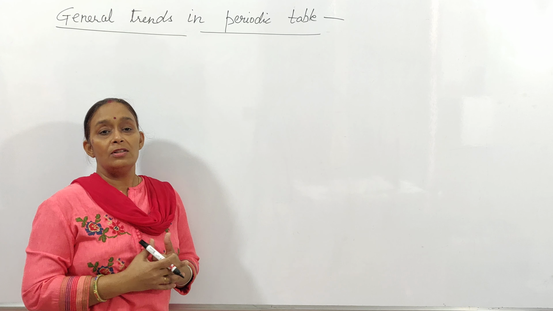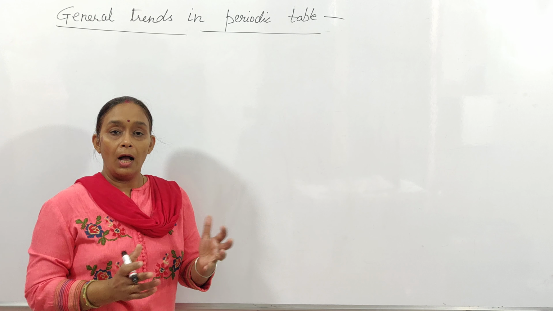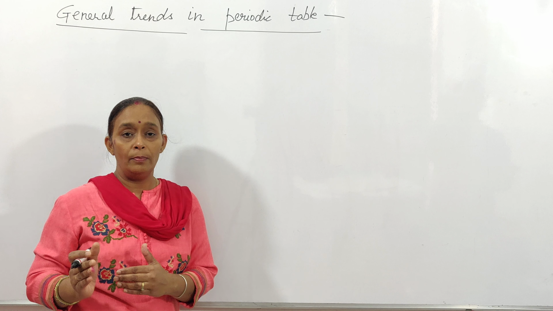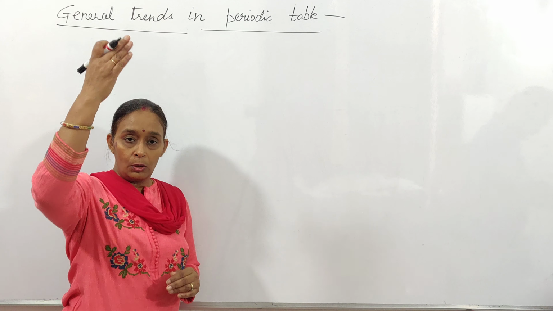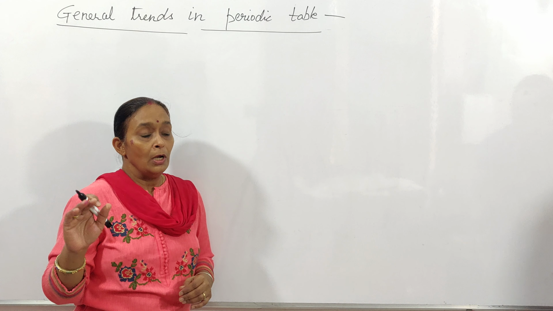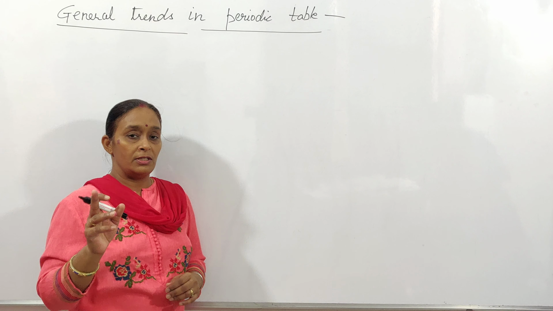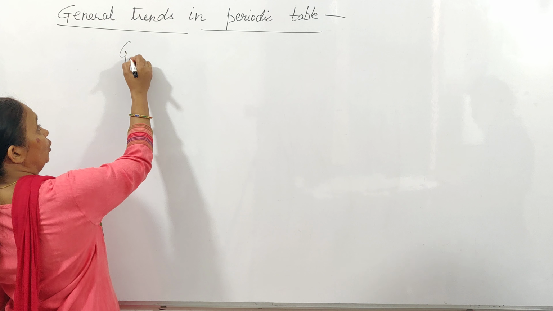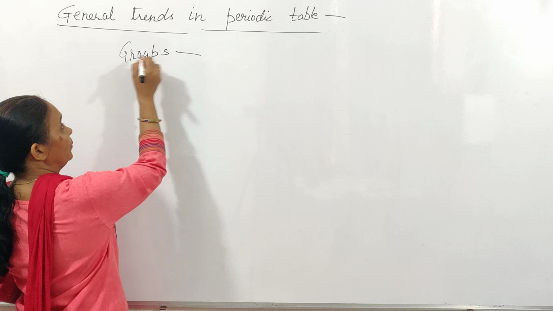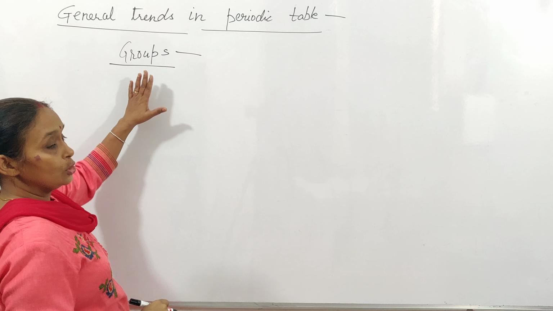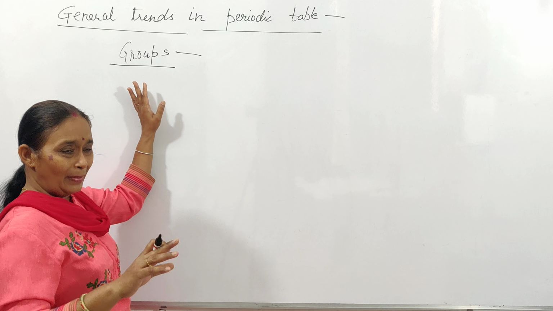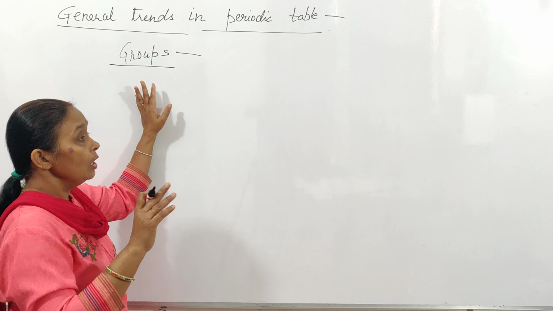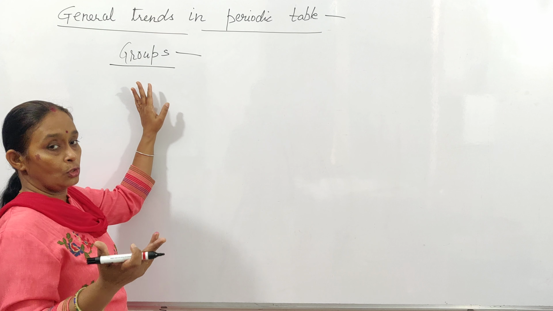Now, general trends in periodic table means we are going to see certain properties in the periodic table which show a uniform change as we move along a group or along a period. So first we are going to discuss certain properties group wise. So let's see various groups and we will be discussing some properties. Now, as you very well know, we have discussed this earlier also. Many things which I am going to discuss today, actually you must have seen them in the previous videos, but there are certain new things also.